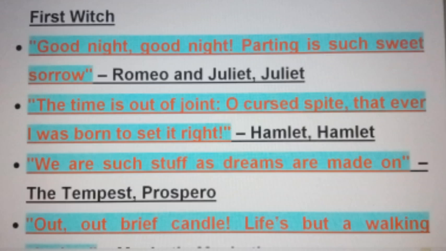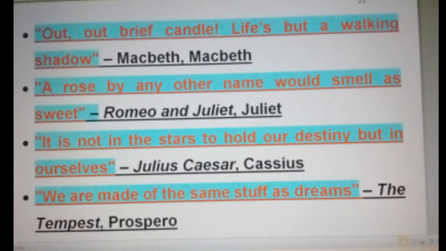Good night, good night, parting is such sweet sorrow. Romeo and Juliet, Juliet speaks these lines. The time is out of joint, O cursed spite, that ever I was born to set it right. From Hamlet, spoken by Hamlet. We are such stuff as dreams are made on. A line from The Tempest, spoken by Prospero. Out, out, brief candle, life's but a walking shadow. It's a line from Macbeth, spoken by Macbeth.